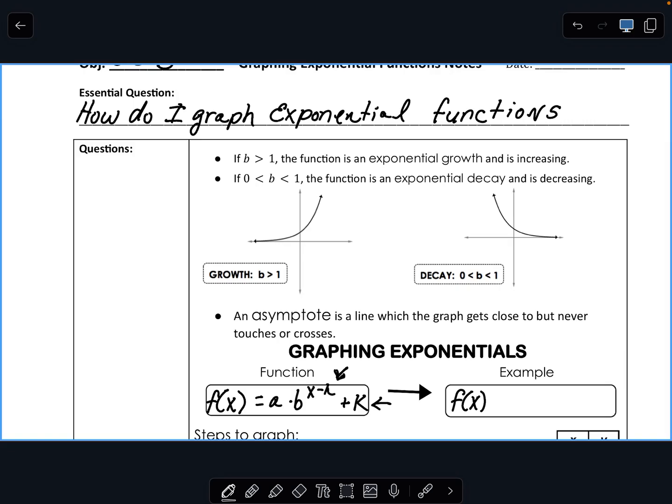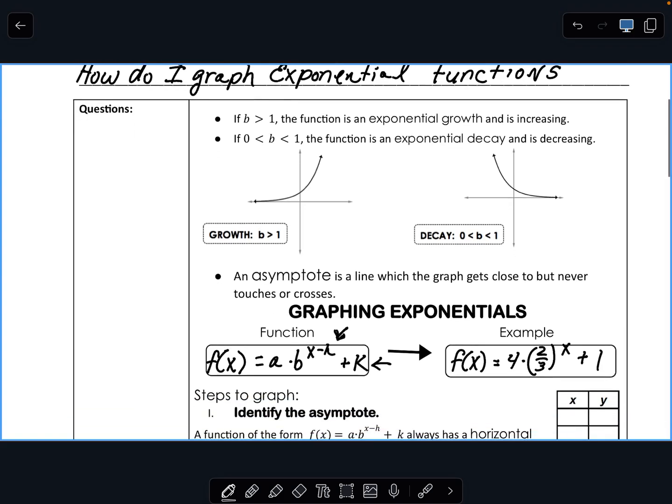f of x equals 4 times 2 over 3 to the x plus 1. All right. And you can tell this b right here, if your b is greater than 1, you'll be increasing or have exponential growth. And if your b is greater than 0 and less than 1, you'll be decreasing, or it'll have what's called exponential decay.